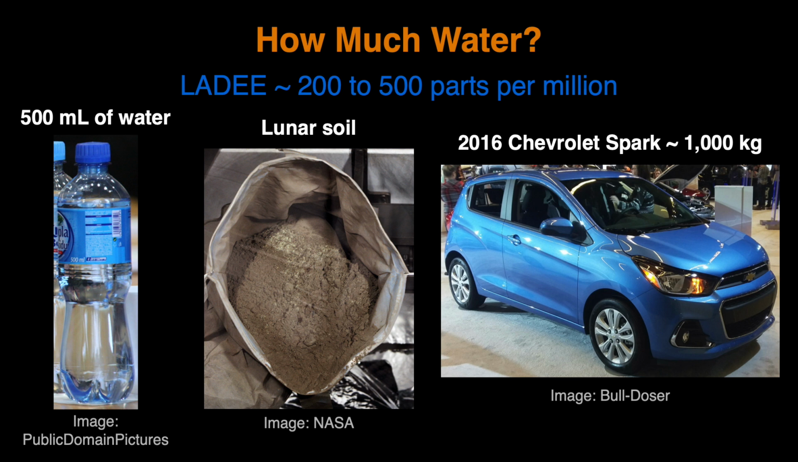Let's say you wanted to produce 500 milliliters of water from lunar soil. A small water bottle is shown on the left and some lunar soil is shown in the middle. The question is, how much lunar soil would you need? If there was 500 parts per million water in the soil, then you'd need to process 1,000 kilograms, or roughly the same mass as a small car, to fill your bottle of water.